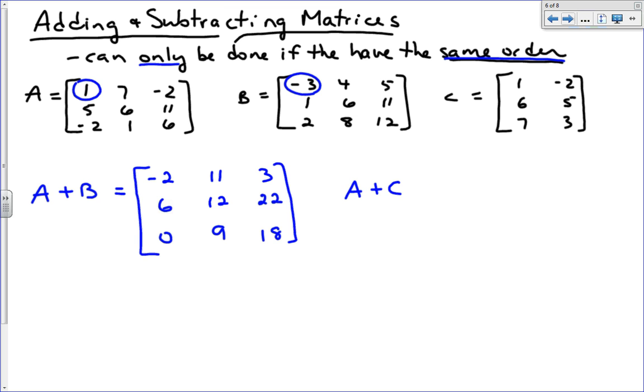Let's add A plus C. Hopefully you're saying, no, we can't do it, which is true because this is 3 by 3, C is a 3 by 2, so this is undefined. And that's what we write when an operation can't be done because the requirements for that operation aren't being met. We just say that the solution to that is undefined.